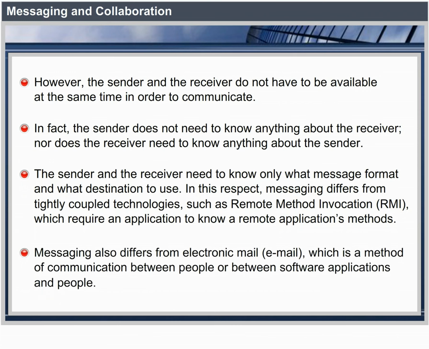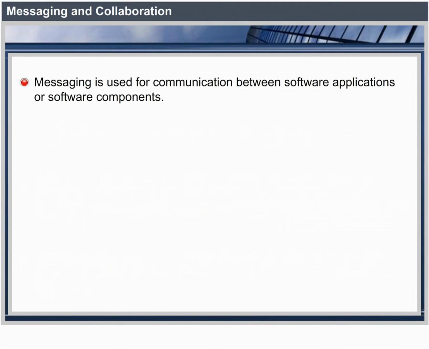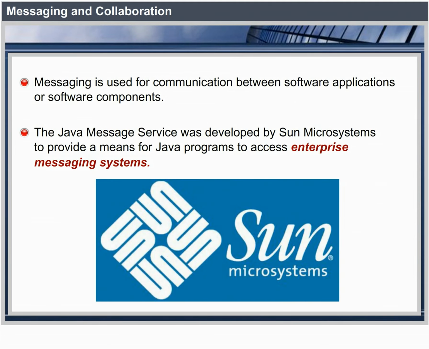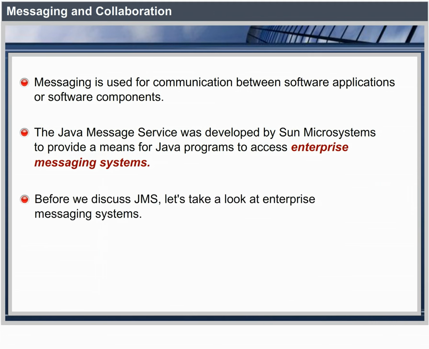Messaging also differs from electronic mail (email), which is a method of communication between people or between software applications and people. Messaging is used for communication between software applications or software components. The Java Message Service was developed by Sun Microsystems to provide a means for Java programs to access enterprise messaging systems. Before we discuss JMS, let's take a look at enterprise messaging systems.